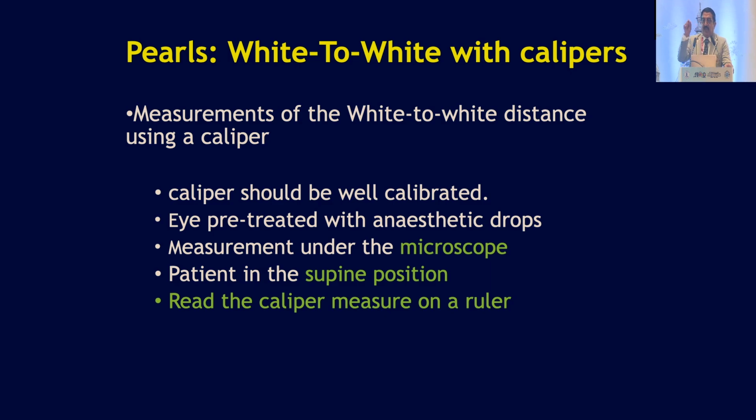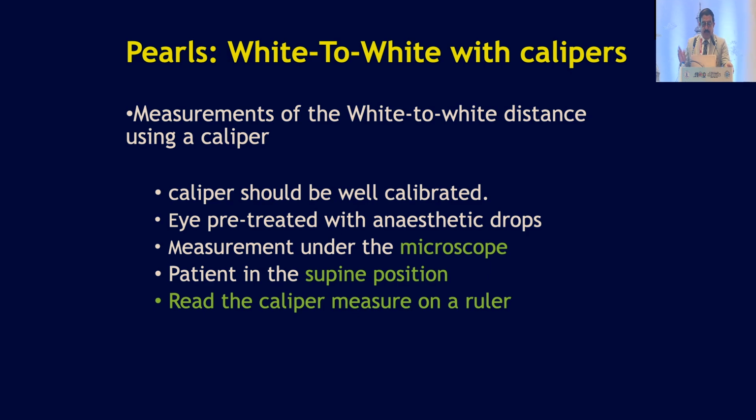So if you have a large gray zone, you need to measure the mid of that gray zone, from the gray to the white, so as to be as accurate as possible. The caliper has to be very well calibrated. The eye, of course, has to be pre-treated with anesthetic drops. The eye should not be dilated, because if we are taking it on the microscope, light might be too strong and the eye might be moving all the time, and you might injure a part of the cornea or the conjunctiva while taking the measurement.